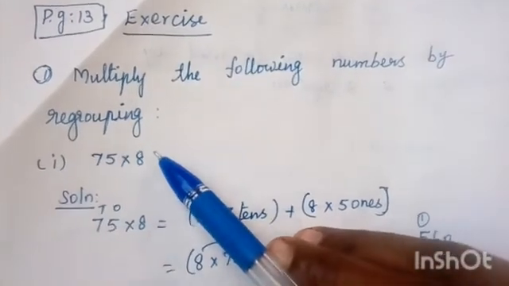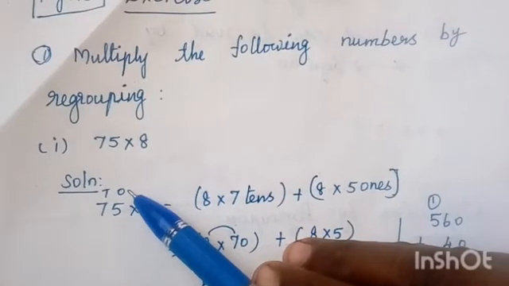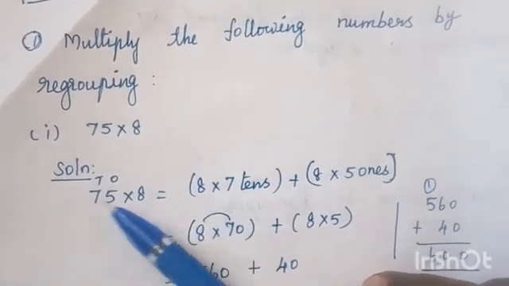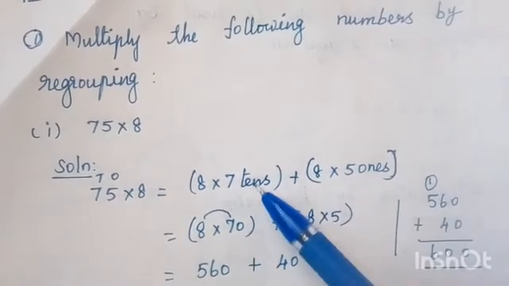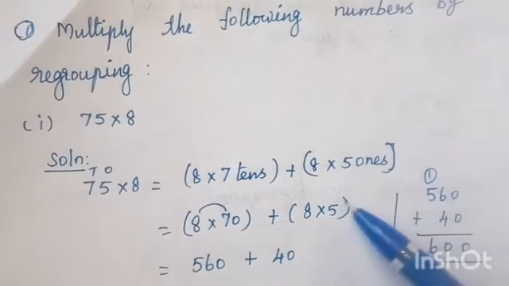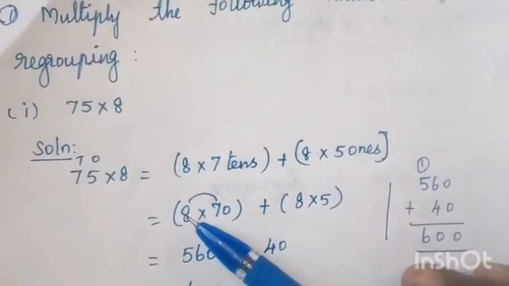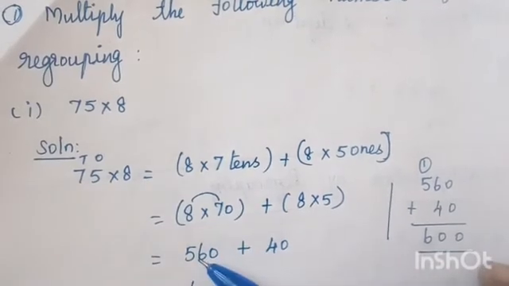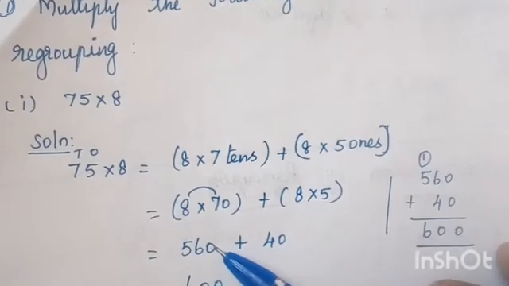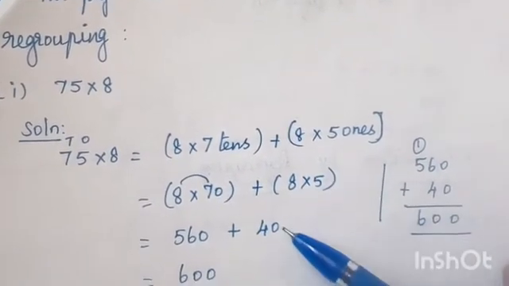75 into 8. First denote the place values, ones and tens. Then 8 into 7 tens, 8 into 5 ones. So 7 tens means 70: 8 into 70, and 8 into 5. For 8 into 70, you know the 7 table: 8 sevens are 56. At the end of the digit, how many zeros are there? Only one 0, so write it at the end. So 560. 8 fives are 40.